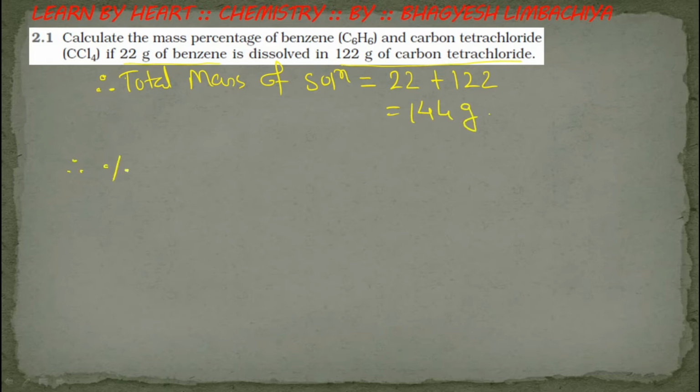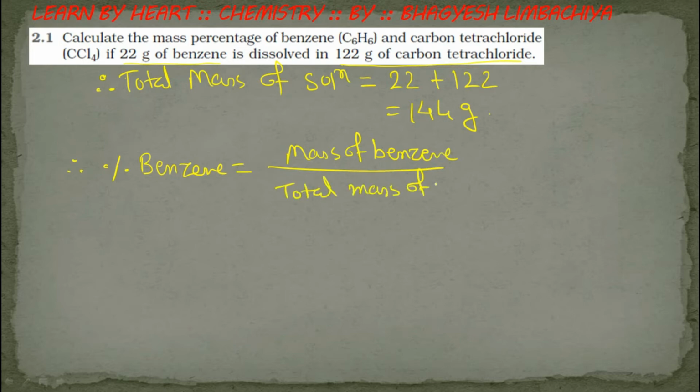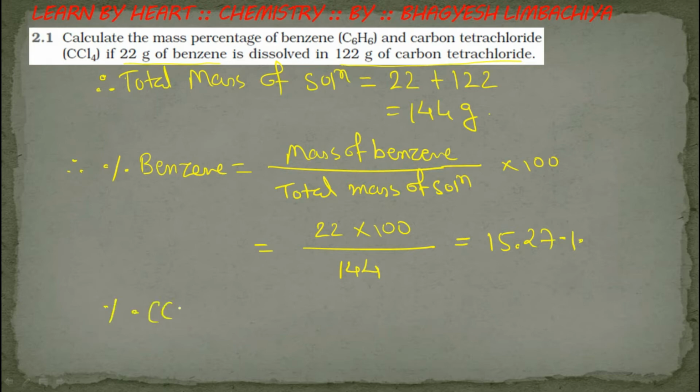So the mass percentage of benzene will be the mass of benzene upon the total mass of solution, multiplied by 100. So it will be 2200 divided by 144. So the answer is 15.27%, and the percentage of CCl4 can be calculated the same way.